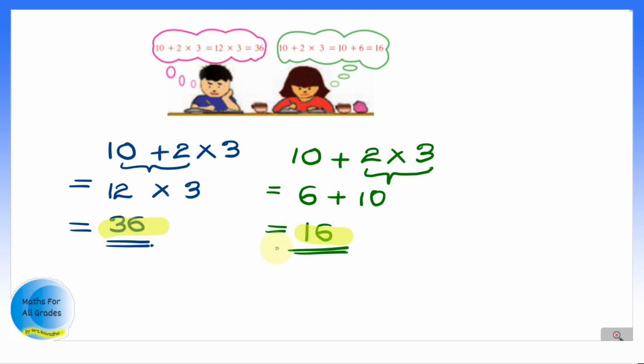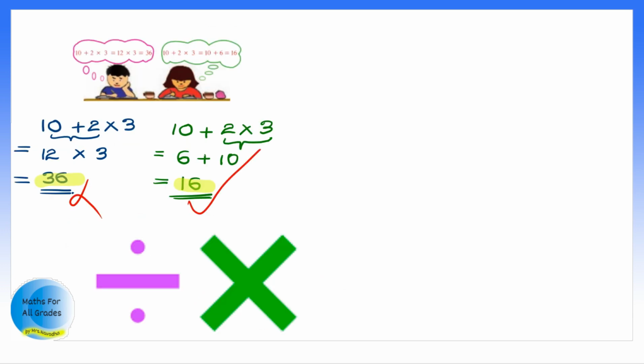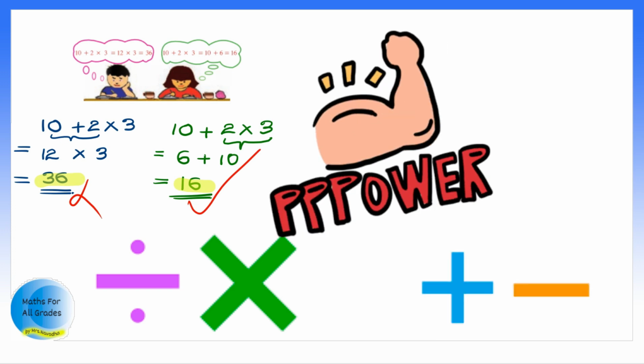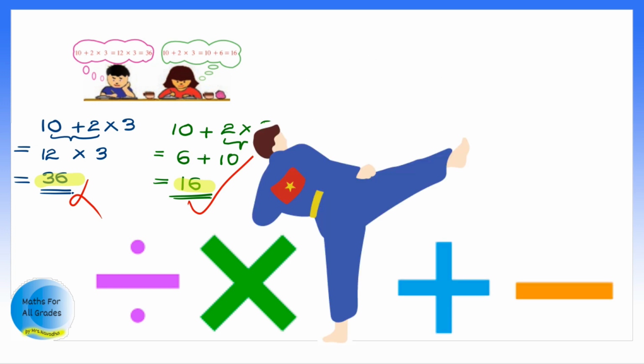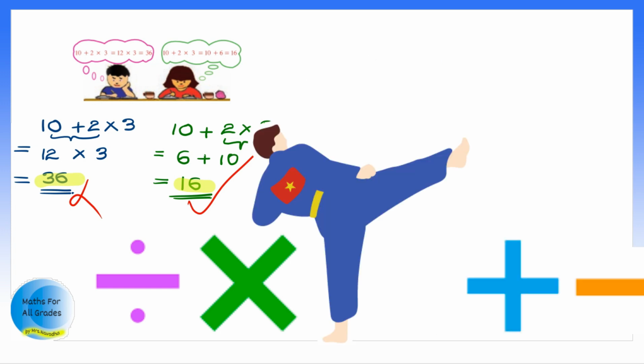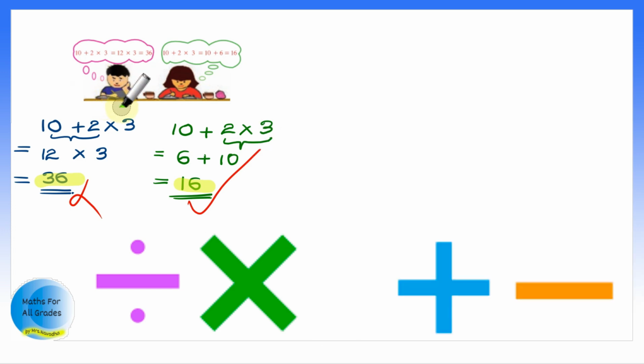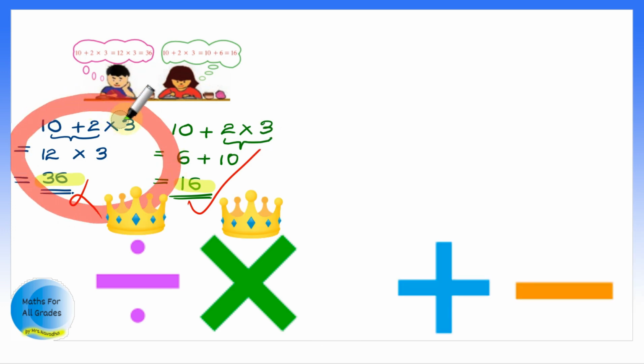Now, which method do you think is correct? This one is correct and this one is wrong. I'll tell you why. First, we go for the division and multiplication, then addition and subtraction. Just think, division and multiplication have more power than addition and subtraction. This is just for fun. I hope you'll remember it when you solve the questions. I think now you can see why this one is wrong, because he went for the addition first beside the multiplication.